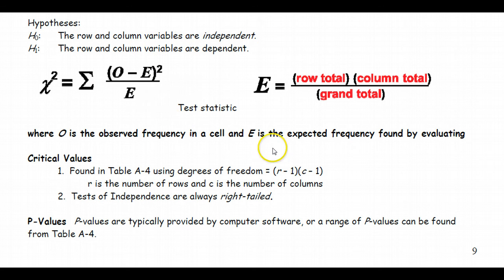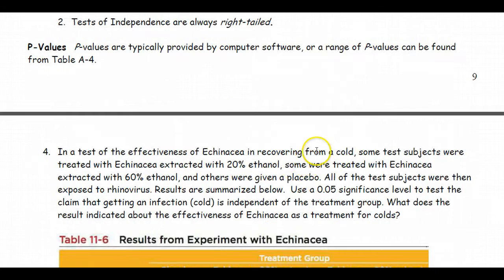Here's our test statistic. That should look familiar, kind of like with goodness of fit. And this time our E, our expected, is the row total times the column total over the grand total. Now I'm not going to make you do the expecteds by hand. Our calculator will do that for us. But if you do want to check it out, then you could do that as well. We're going to be using, of course, our calculator, so we're going to be using p-value method.